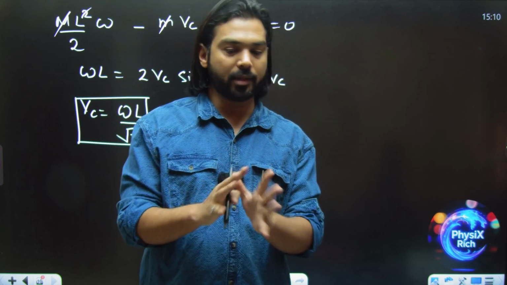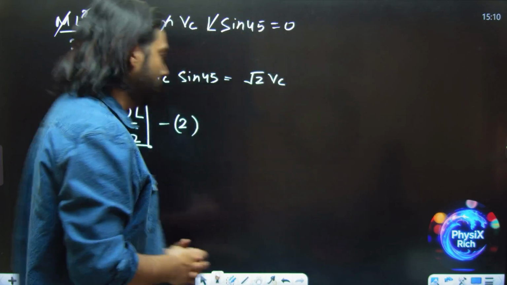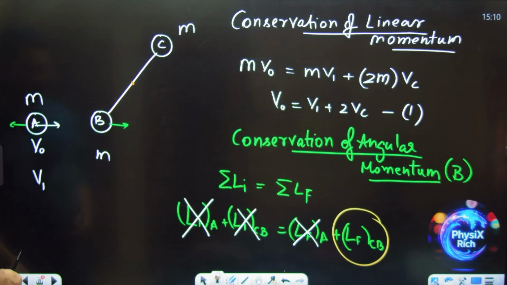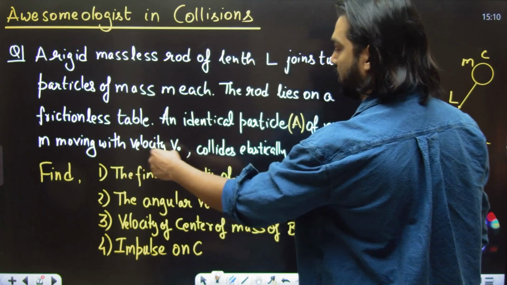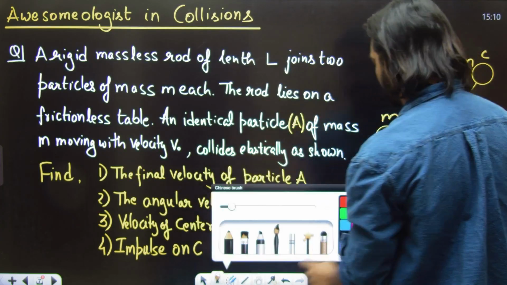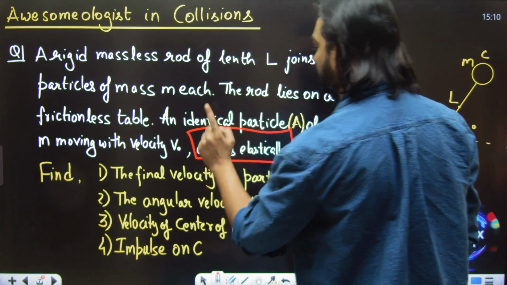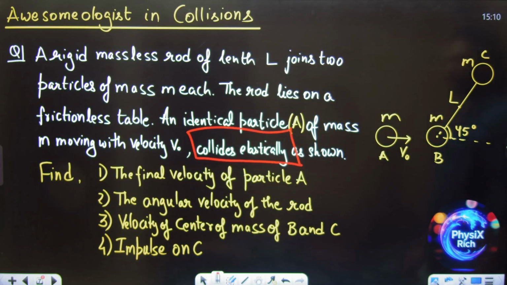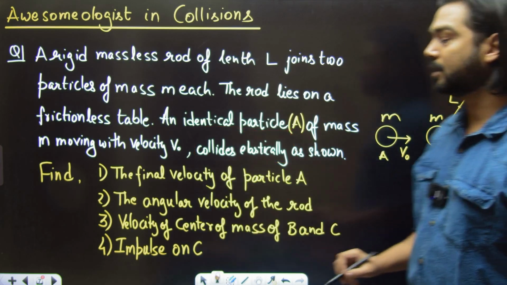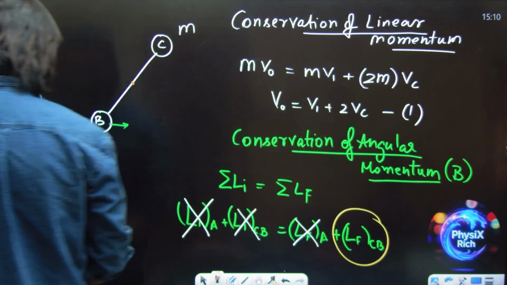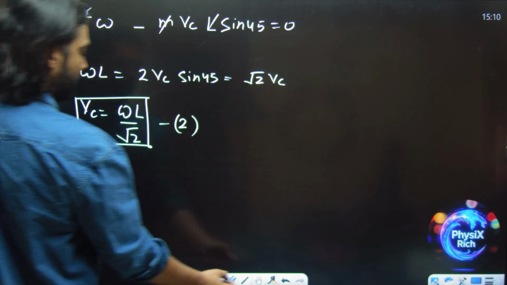Okay. Now the thing is, we need a third concept. And what is our third concept? So guys, if you read the question again very carefully, you will realize that it is written that identical particle A of mass moving with velocity V naught collides elastically. Okay, please do not forget that it is written that the collision is elastic. And what is the meaning of elastic collision? The meaning of elastic collision is that energy is conserved. So like I said, I will solve this problem for you using energy conservation. So I will now write the equation for energy conservation.